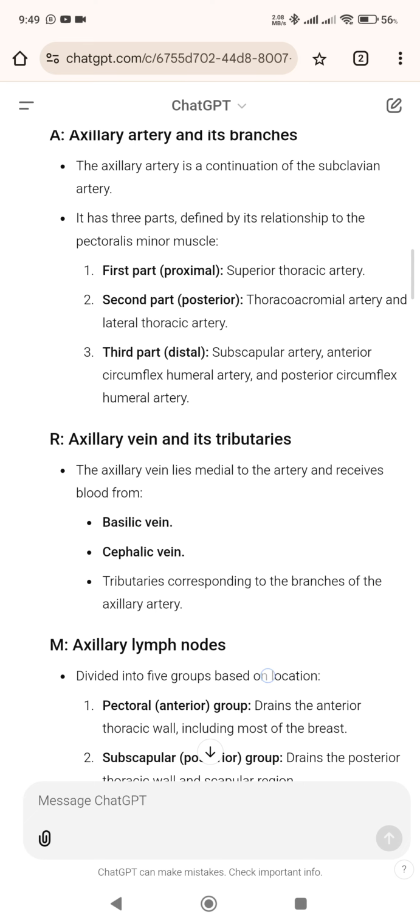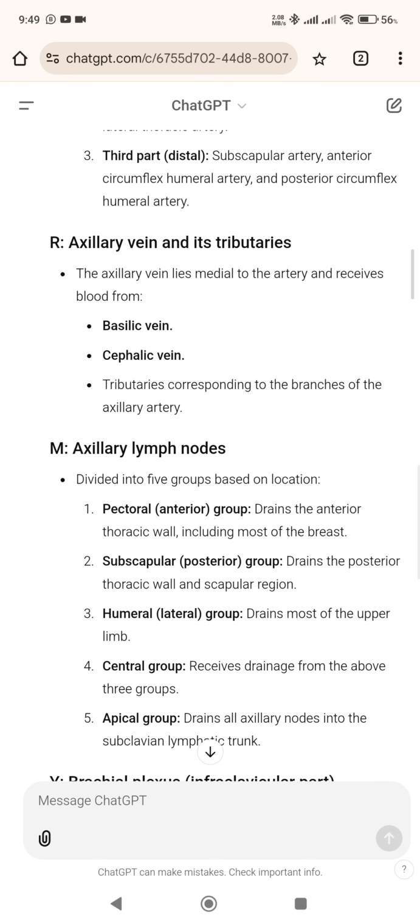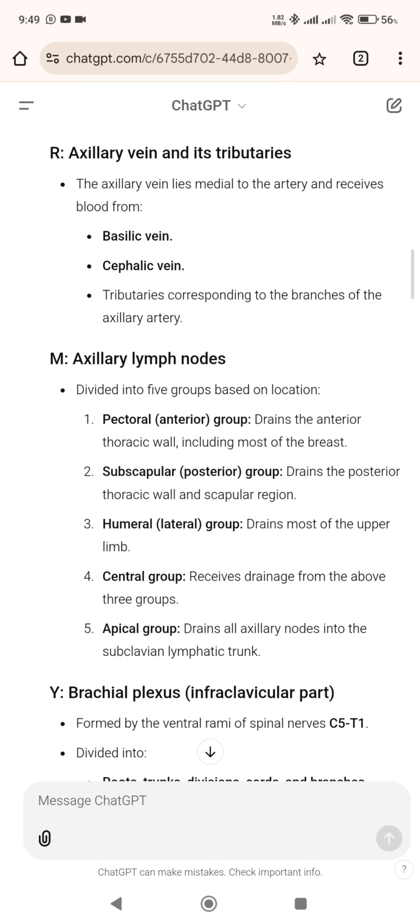L, axillary lymph nodes, divided into 5 groups based on location. 1. Pectoral, anterior group, drains the anterior thoracic wall, including most of the breast. 2. Subscapular, posterior group, drains the posterior thoracic wall and scapular region. 3. Humeral, lateral group, drains most of the upper limb. 4. Central group, receives drainage from the above 3 groups. 5. Apical group, drains all axillary nodes into the subclavian lymphatic trunk.